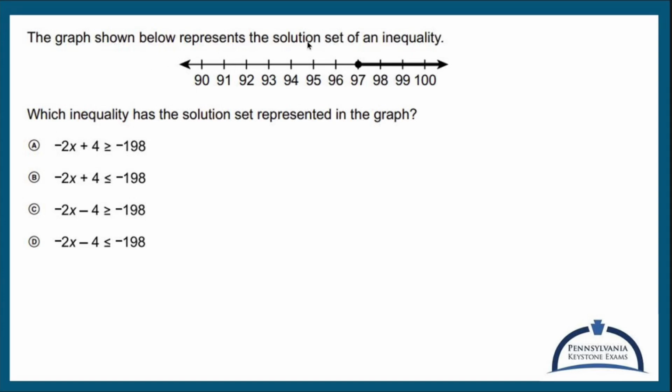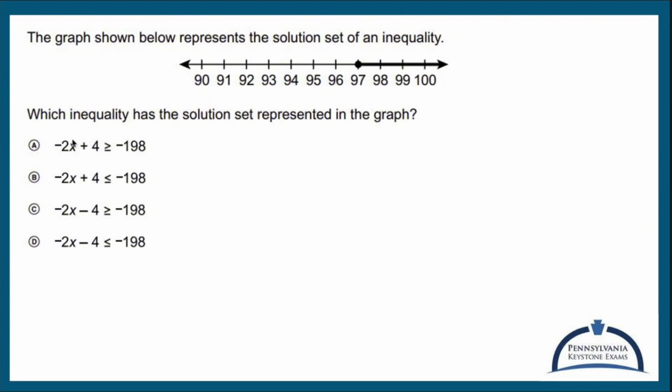The graph shown below represents the solution set of an inequality. So you have something that starts at 97, includes 97, and goes to the right. Which inequality has the solution set represented in the graph? All right, before we do this, we have four options.